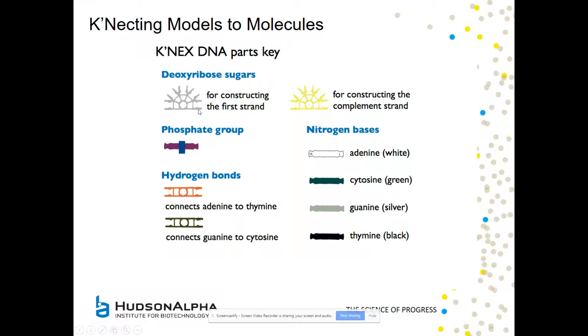Each nucleotide will have a sugar base, a phosphate group, which is purple, and one of the four nitrogen bases. For the first strand of DNA, we'll use all gray sugar bases, and for the complement strand, we'll use the yellow. We won't use the hydrogen bonds until we begin building our complement strand. And the hydrogen bonds are color-coded as well. One is double and one is triple.